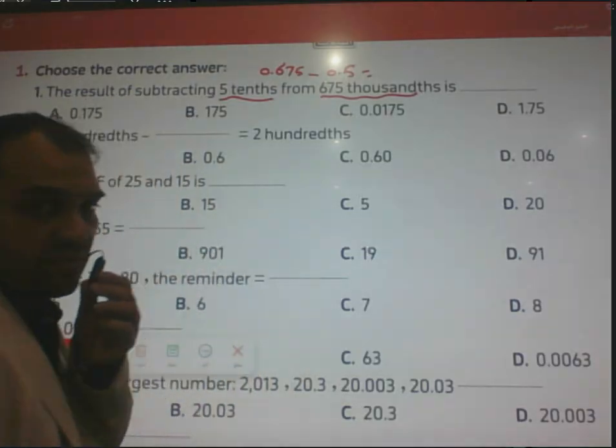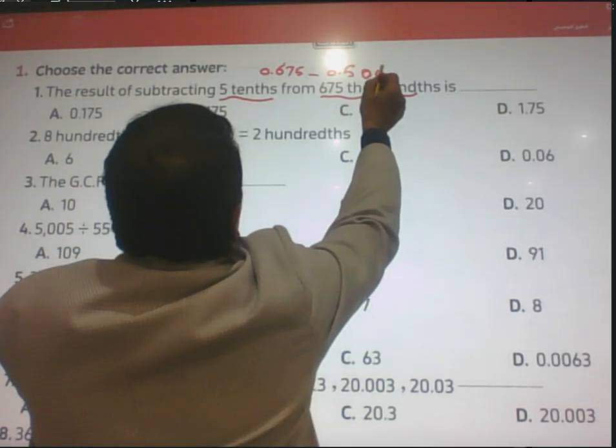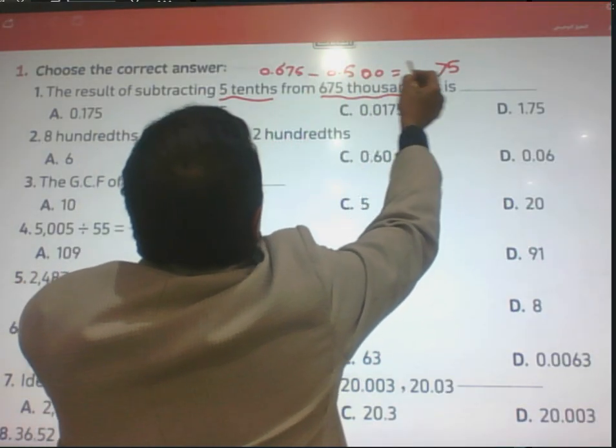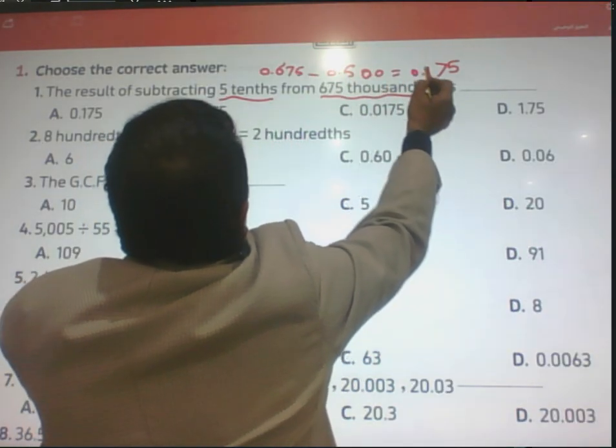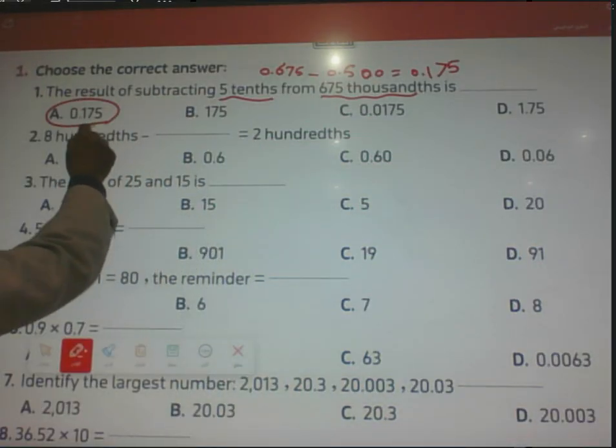Okay, we can find the difference by making equal places. In the first step, we must put a double zero behind these digits, and then 5 minus 0 is 5, 7 minus 0 is 7, 6 minus 5 is 1. The result will be 175 thousandths. Choose letter A.